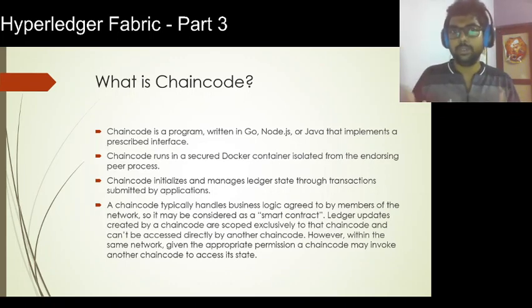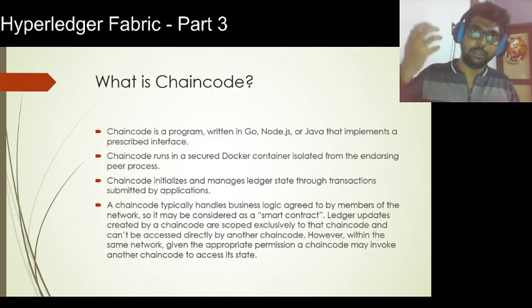Chaincode manages and initializes the transactions submitted by your application. Without chaincode, it is difficult to make your application interact with your ledger, because it's not a database where the administrator gives you some JDBC or ODBC connection or IP address. Chaincode typically handles the business logic. To the members in the network, it may be considered a smart contract.